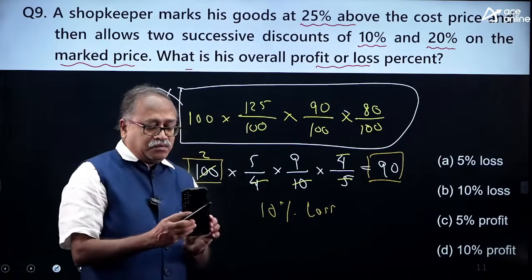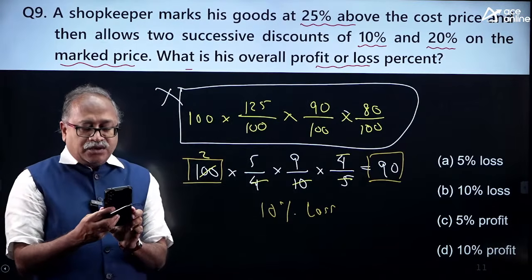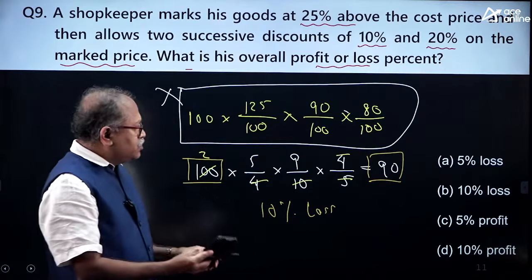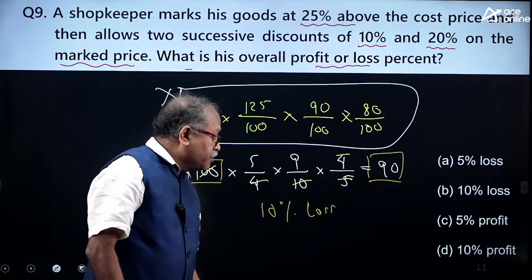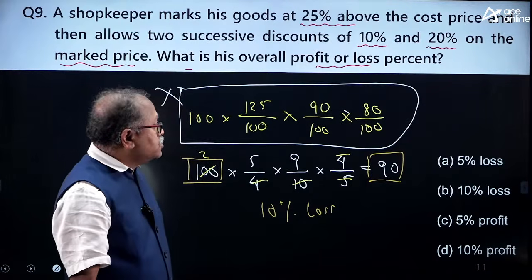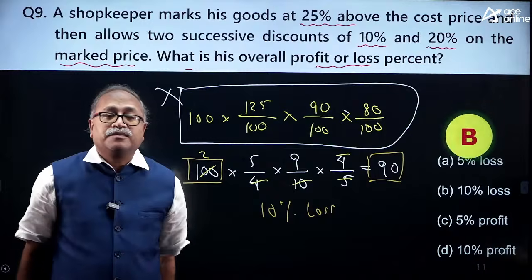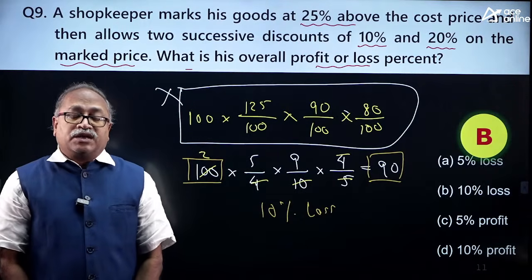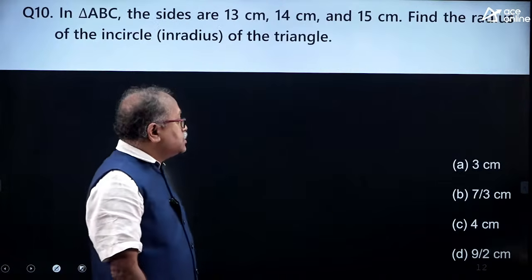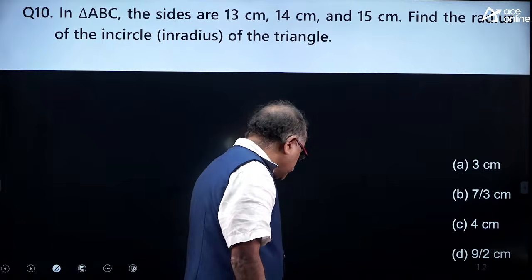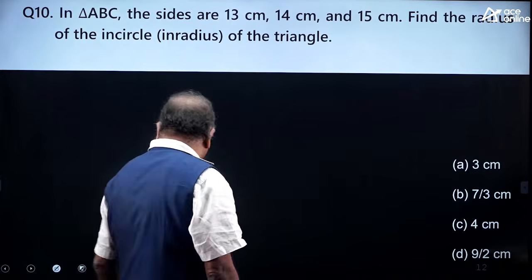Am I correct? Anyone answered it? No issue, you are learning it. Fine. So, 10% loss, option choice B. Let's move on to the next question, which is here. Question number 11.